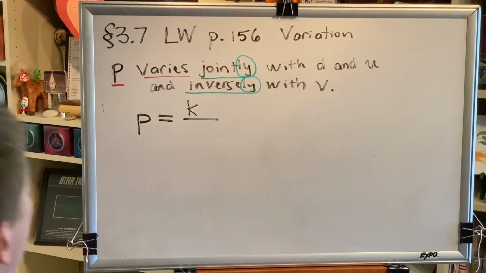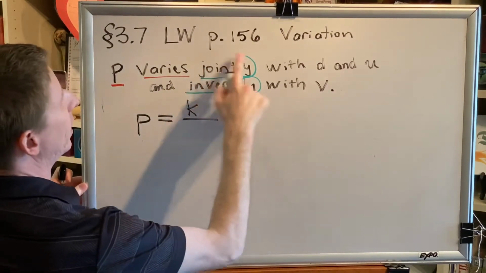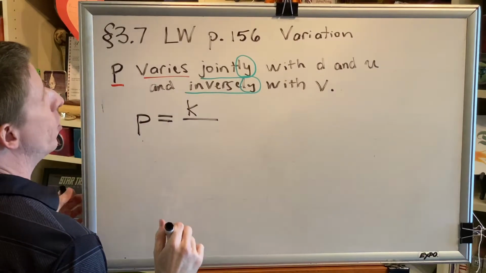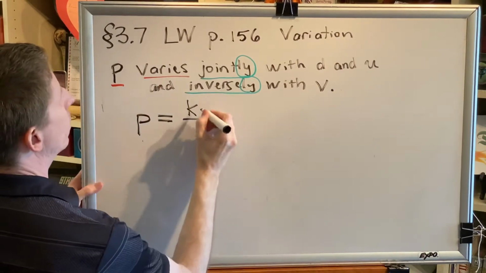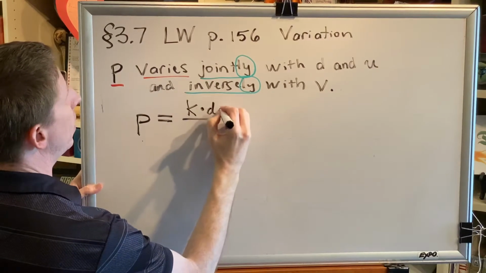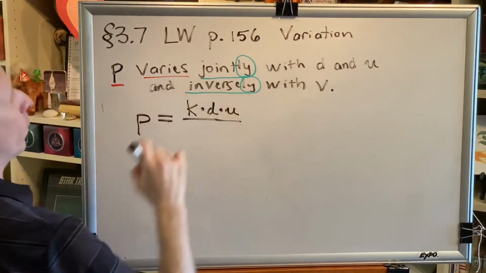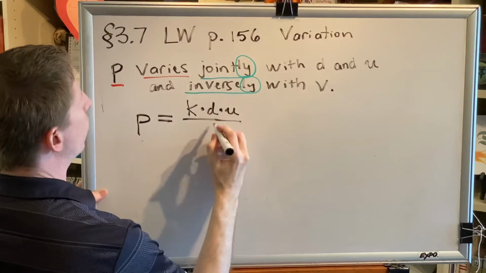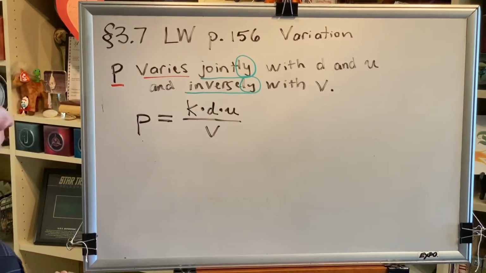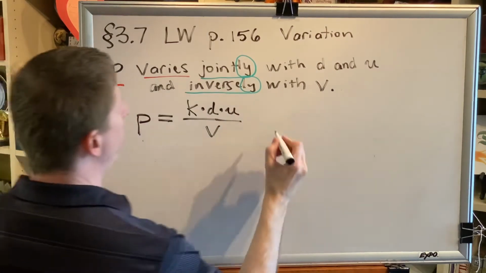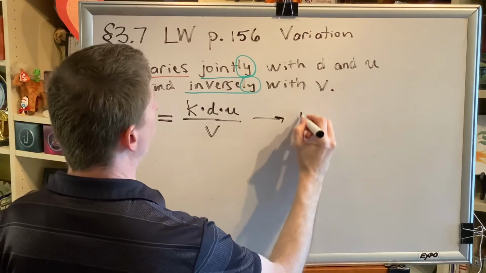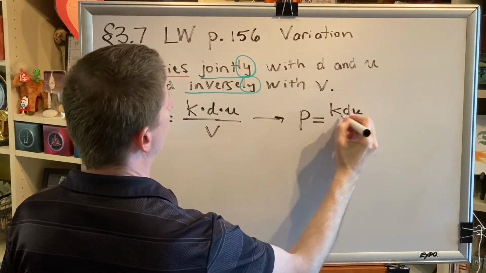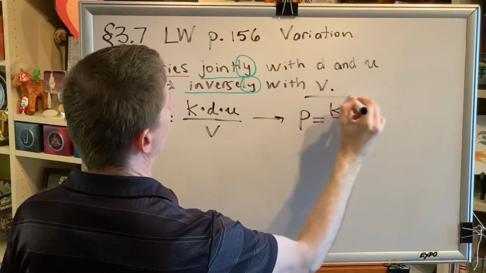So let's put the stuff where it goes. Jointly with D and U. Jointly means that the stuff goes up in the numerator, multiplying with the K. So K times D times U. Inversely means the stuff goes in the denominator. Inversely with V means we put the V in the denominator. All right, now all we have to do is simplify. This is a very easy one to simplify. We get P equals K D U over V.